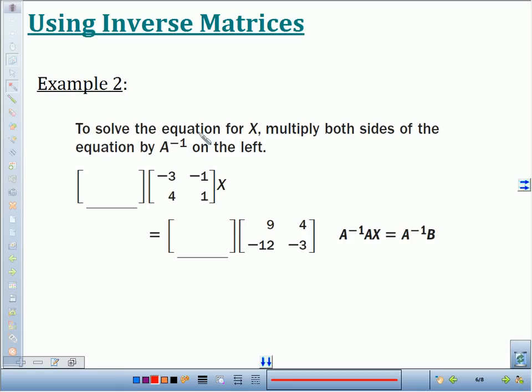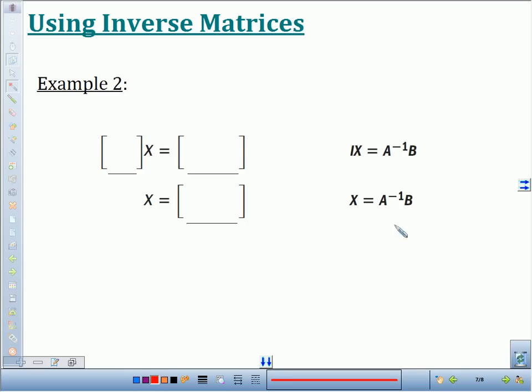Alright, so to solve the equation for matrix X, we want to multiply both sides of the equation by the inverse matrix on the left. And that matters. As we've seen, the order of multiplication in matrices does make a difference. So, we have to multiply on the left side for both of them. So that's what we're going to do. Now, my matrix was 1, 1, negative 4, negative 3. So that's what I'm going to do, 1, 1, negative 4, negative 3. I'm multiplying matrix A here by its inverse, and I'm multiplying matrix B by the inverse of A.